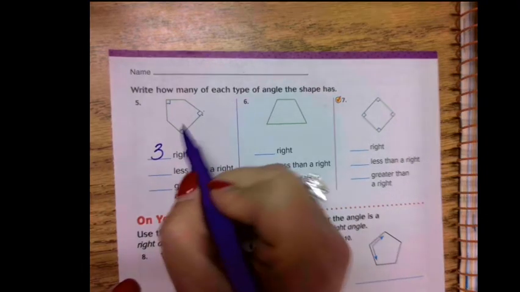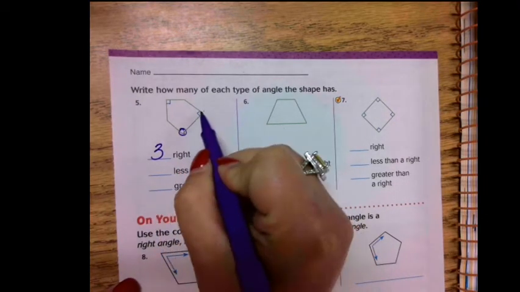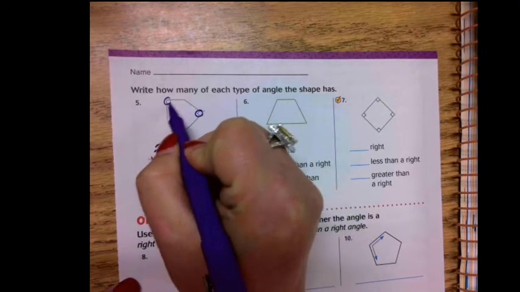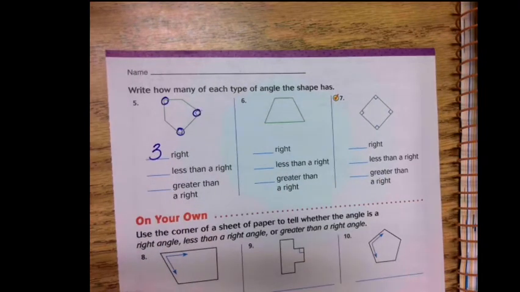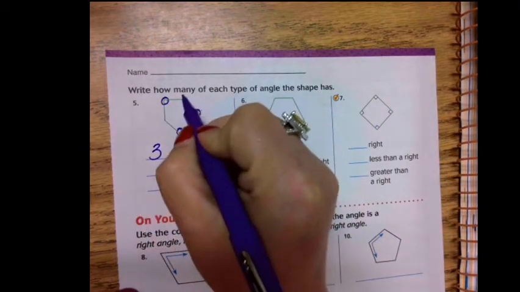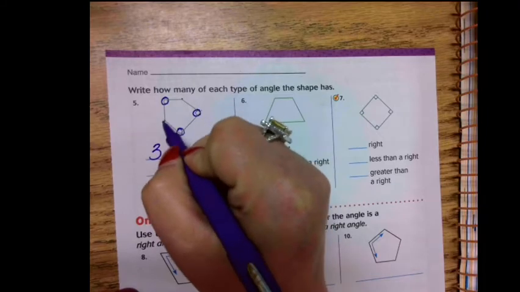Now, that took out this one. We've covered this angle, and this angle. Now, can you tell how many angles are left? I still have 2 angles left because I have 2 corners with the rays, okay?